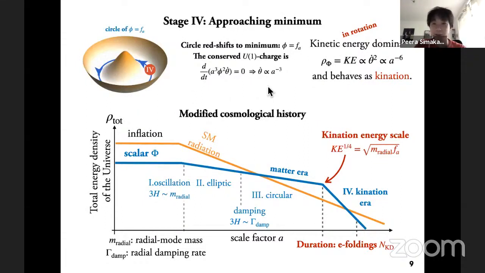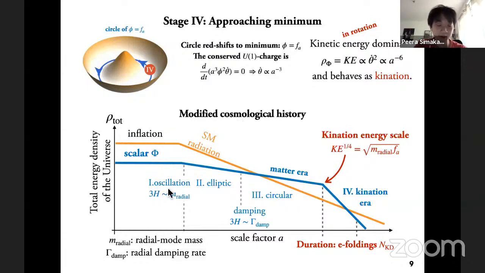So at this point, we only have the axion that is spinning very fast, and its kinetic energy dominates the dynamics, and this could allow the kination era to start. Okay, so overall, let's summarize what we have in this model.